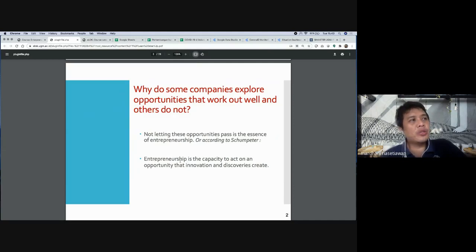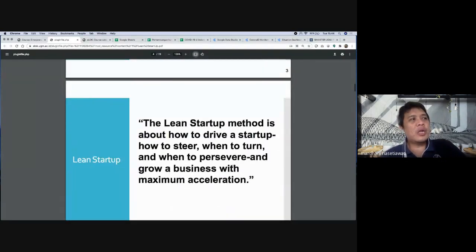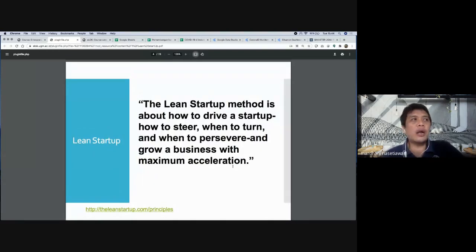Here we can see that entrepreneurship is the capacity to act on an opportunity that innovation and discoveries create. So it means we work on it. The Lean Startup itself, when we discuss what it is, is actually a method. It is how we think, how we have logical thinking. The Lean Startup method is about how to drive a startup, how to steer, when to turn, when to persevere, and grow a business with maximum acceleration. It is like a manual for driving a car in a very good way.